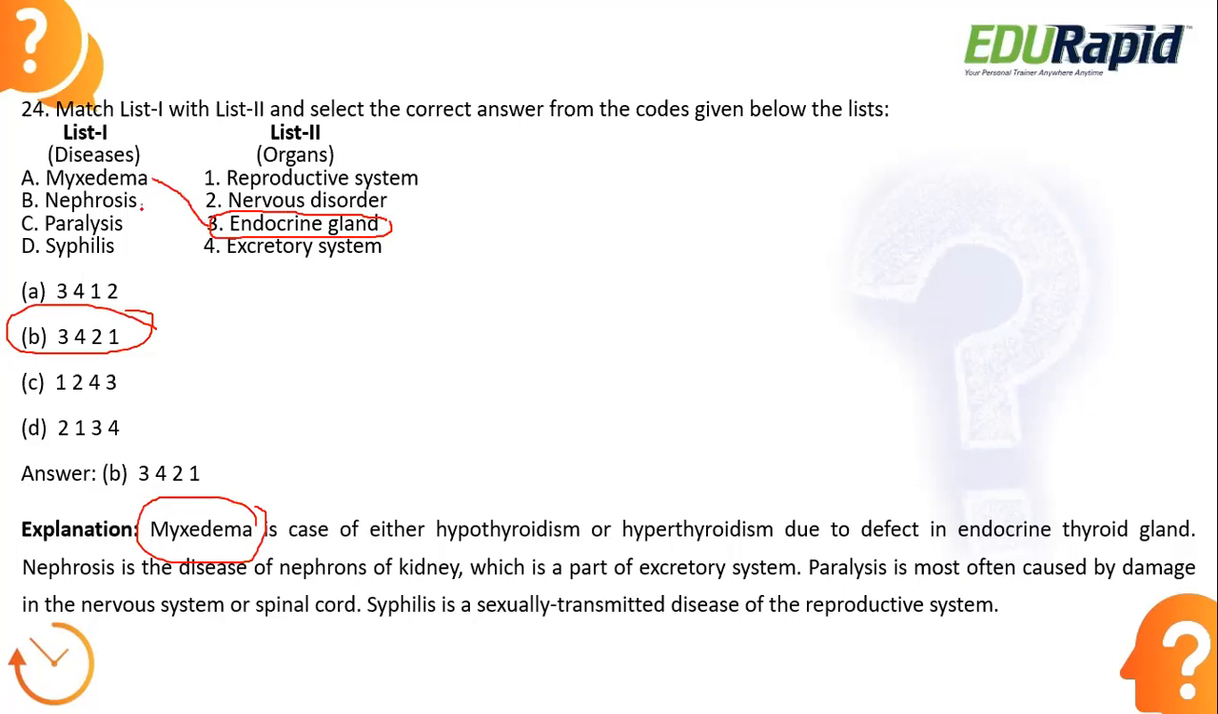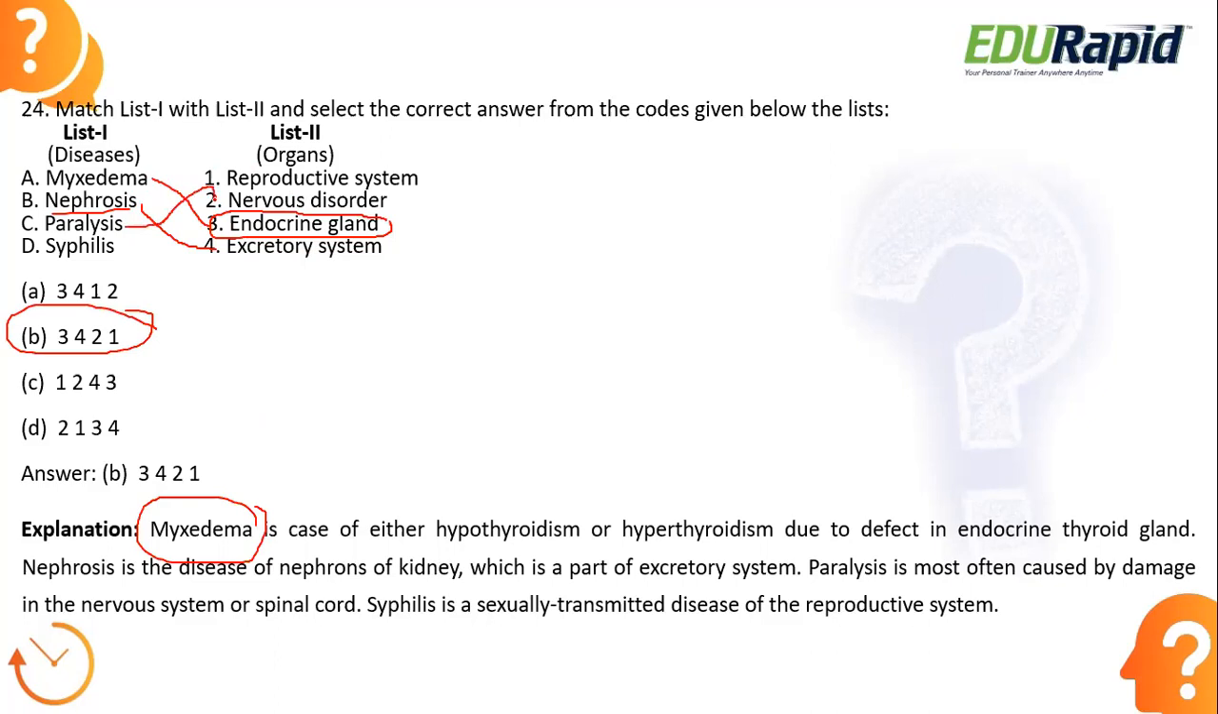Nephrosis. Nephrosis is related to the excretory system, because in our excretory system we have the kidneys as a major organ. In the kidneys, we have a small structural and functional unit called the nephron. If the nephron is affected, we call the disease nephrosis. The nephron cannot function properly, so the filtering of the blood does not happen properly in nephrosis. It is related to the excretory system.